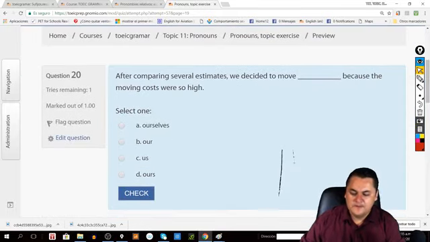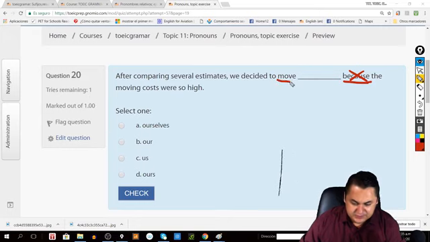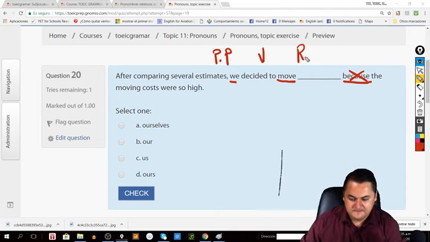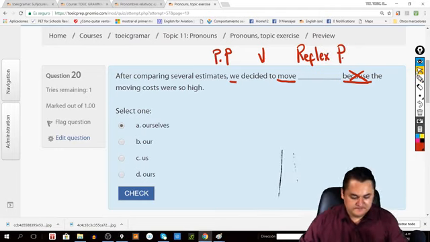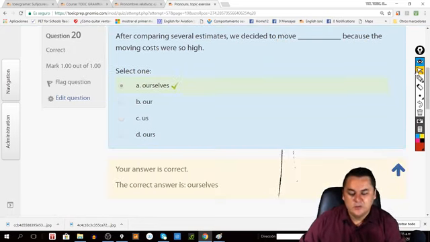Then here, in this sentence, we have because. Because is a connector, we don't need it here. To move, and we. So, personal pronoun, verb, reflexive pronoun. So the option is A. After comparing several estimates, we decided to move ourselves.